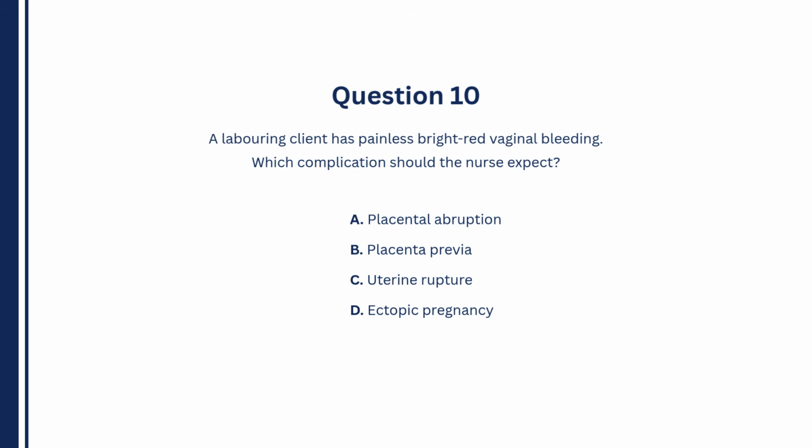And for our last question, question 10. A laboring client has painless, bright red vaginal bleeding. Which complications should the nurse expect? It's B, placenta previa. Placenta previa classically presents with bright red bleeding, no pain, and a soft uterus, while placental abruption causes painful bleeding.